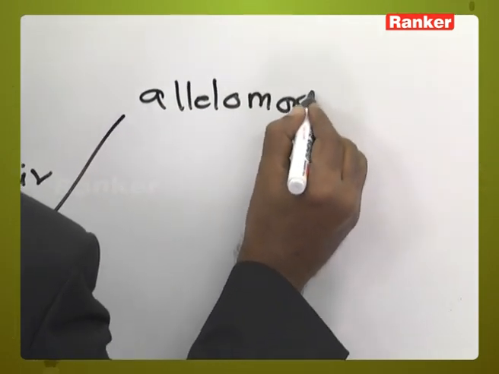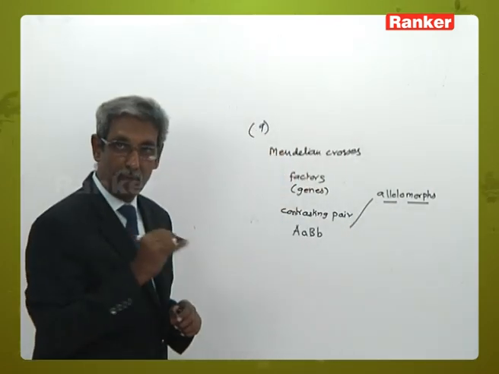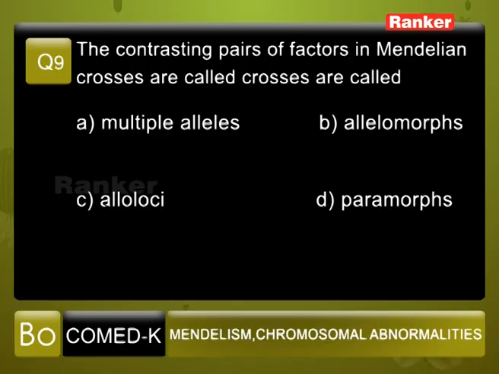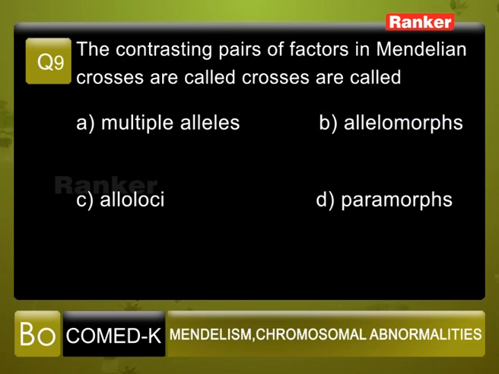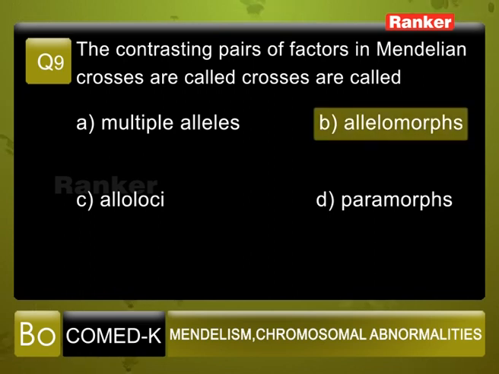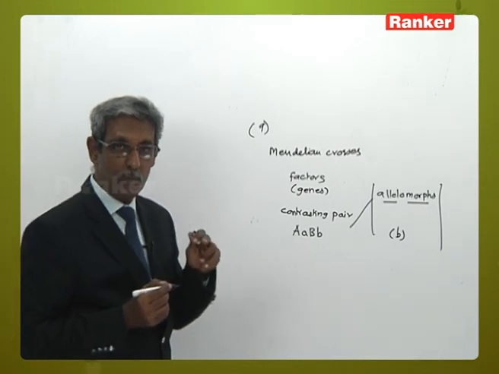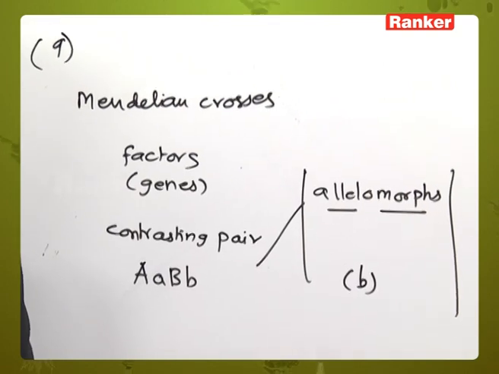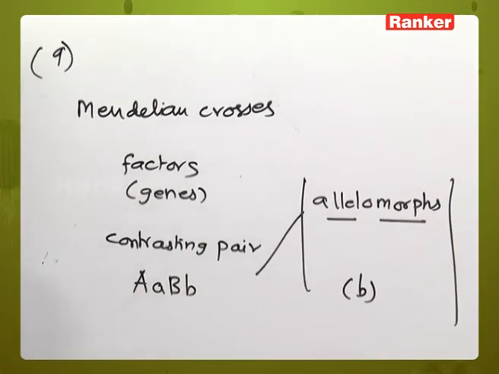allelomorphs, which are morphologically different, but which are determined by a pair of genes termed as allelomorphs, whereas multiple alleles, so the correct answer is B, which refers to allelomorphs. While multiple alleles refers to a cluster of alleles which have got a common point, and alloloci and paramorphs are out of context in the objective bit.